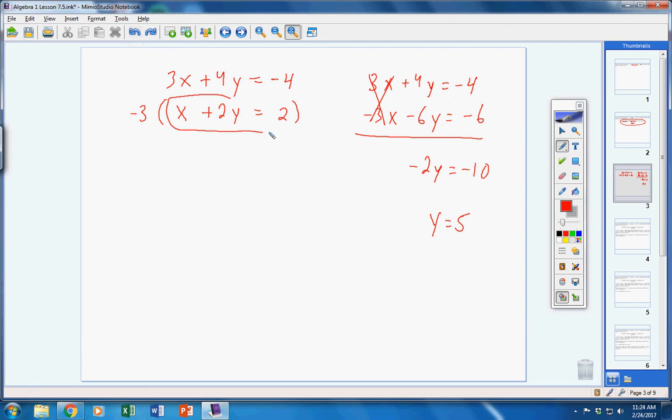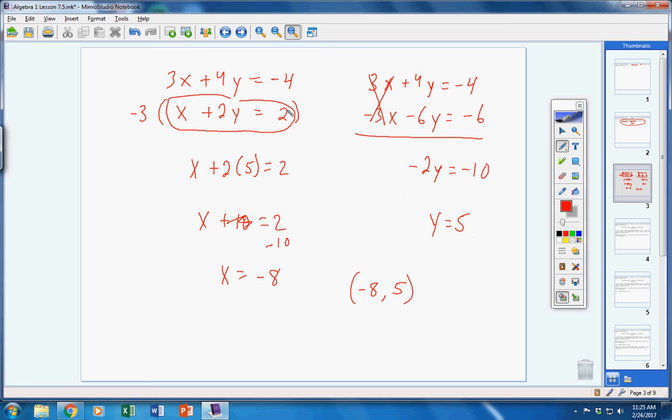I'm going to use this equation because I have room underneath it to show my work. So x plus 2, parentheses for y is 5, equals 2. X plus 10 equals 2. Bring your 10 over and make it a negative 10. And that leaves you with a negative 8. So your answer is negative 8, positive 5.